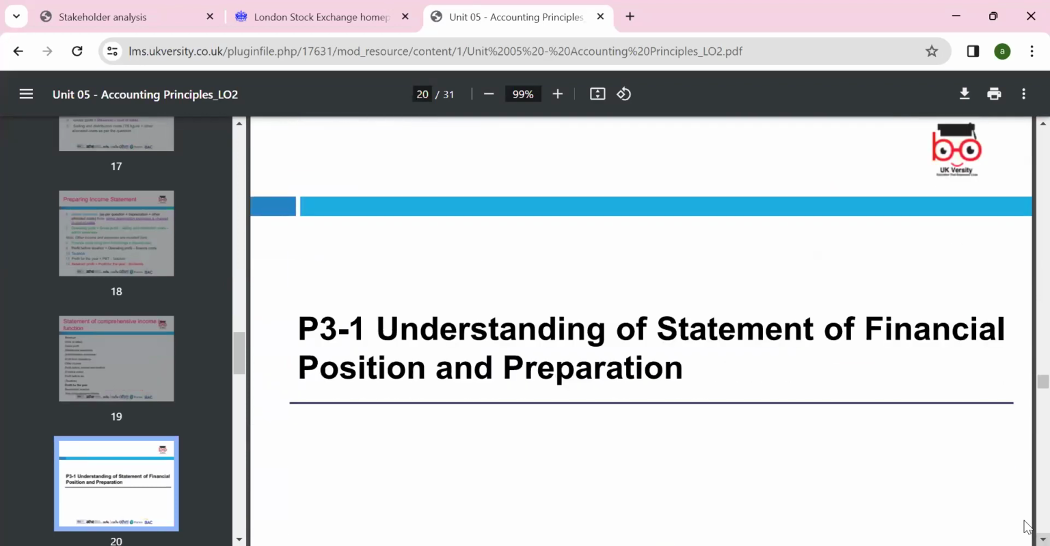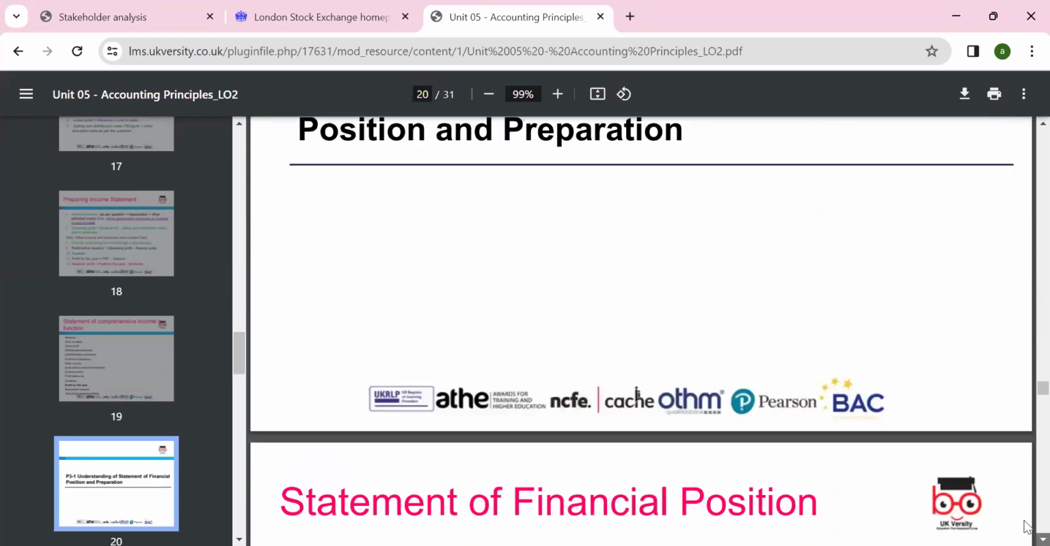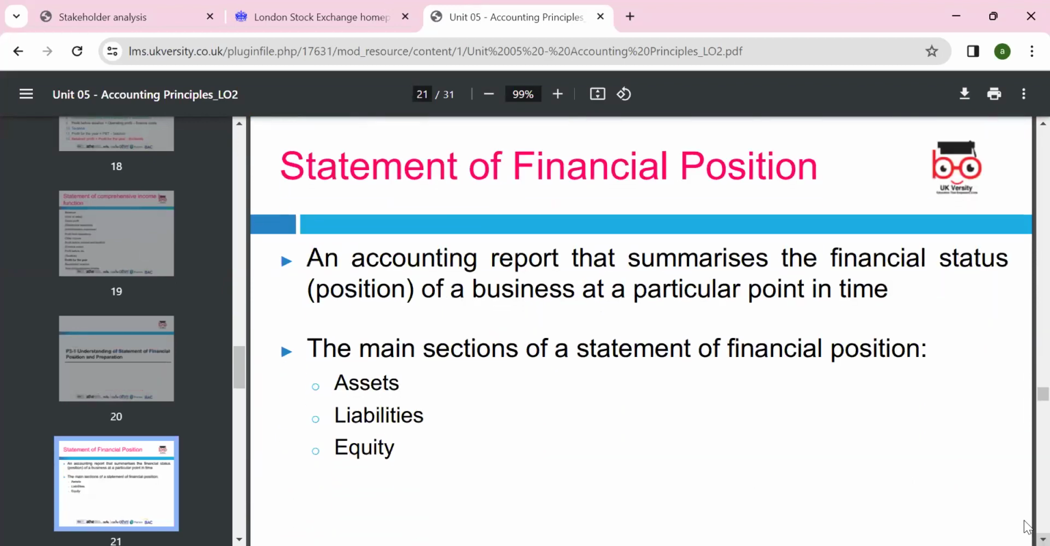Okay. Let's understand the statement of financial position. Financial position is also known as balance sheet. Any question, please, on the income statement, if you have? No. So then we have the balance sheet, or we call it the statement of financial position. It shows assets, it shows liabilities. It's a report which is used to summarize the financial status or position of the business.